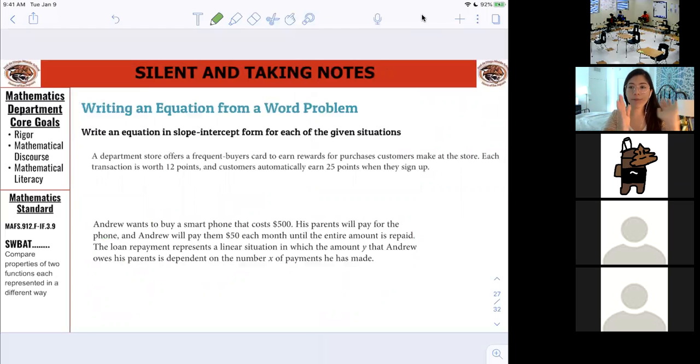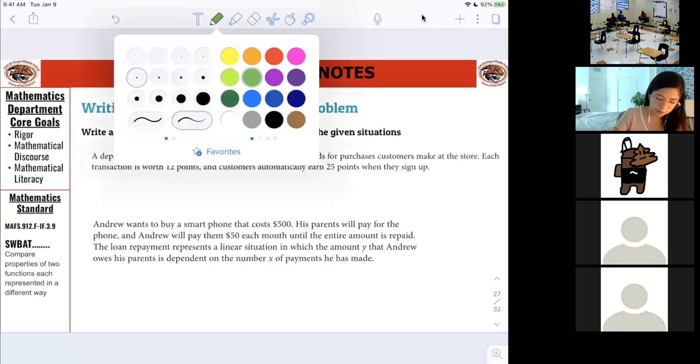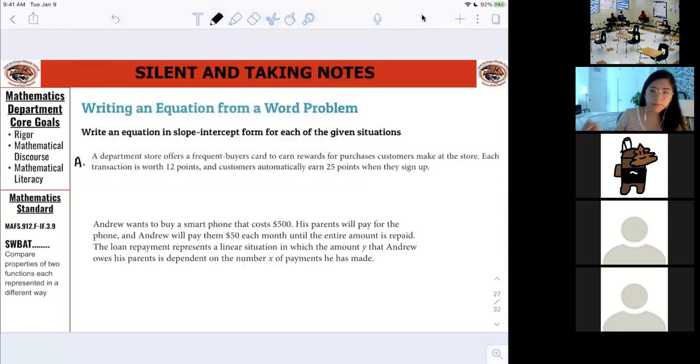And from that word problem, you have to write an equation. It's actually really, really easy. So I wanted to give you guys a couple of examples before you guys try it on your own. So could I get a volunteer to read the first example? Who can read for us? A department store offers a frequent buyer's card to earn rewards for purchases customers make at the store. Each transaction is worth 12 points, and customers automatically earn 25 points when they sign up.